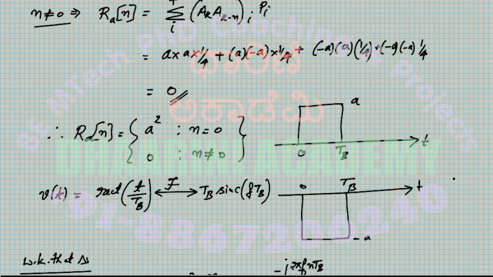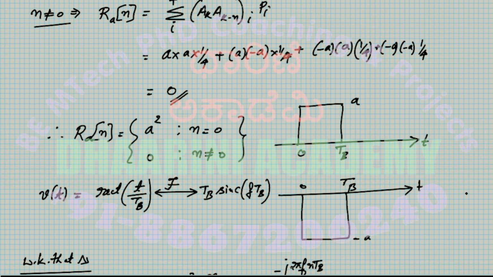So substitute all the possible values: you get a into a by 4, a into minus a by 4, minus a into a by 4, minus a by 4, out of which plus a, right? Sorry, all the terms will get cancelled here. So a square by 4 minus a square by 4, same thing repeated, so everything cancels. When n equal to 0, you have a value equal to a square, and when n is not equal to 0, you get that value equal to 0.